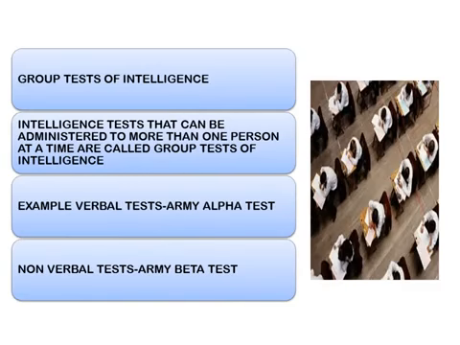Group test of intelligence. Intelligence tests that can be administered to more than one person at a time are called group tests of intelligence. Examples of group tests of intelligence are Army Alpha test and Army Beta test.